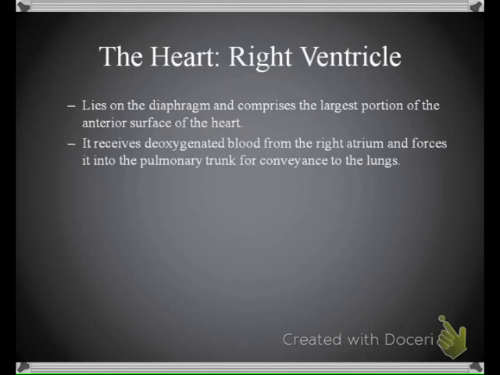So that brings us to the right ventricle. We see that it lies on the diaphragm and comprises the largest portion of the anterior surface of the heart. So the right ventricle is a very large ventricle in itself. It receives deoxygenated blood from the right atrium and forces it to the pulmonary trunk for conveyance to the lungs.